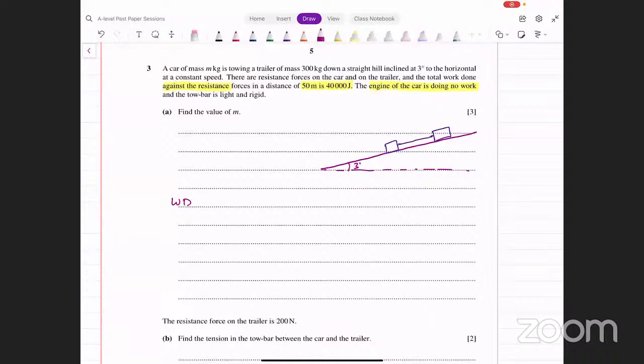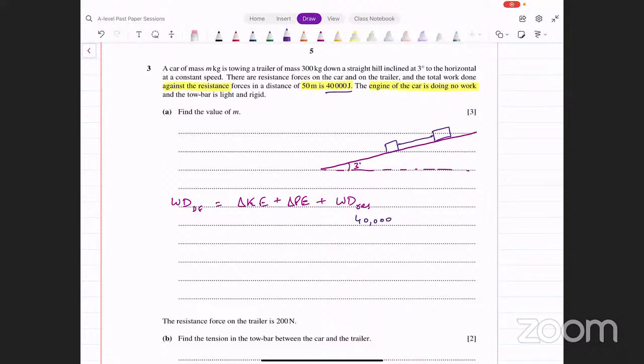Let's write down the energy principle first. Work done by the driving force, that equals change in kinetic energy plus the change in potential energy plus work done against resistance. Now let's see what information we've got here. हमें पता है कि resistance कितनी है, total work done against resistance. What's that? That is 40,000 joules. Okay, so that's 40,000 joules work done against resistance. ये हमें पता चल गया.